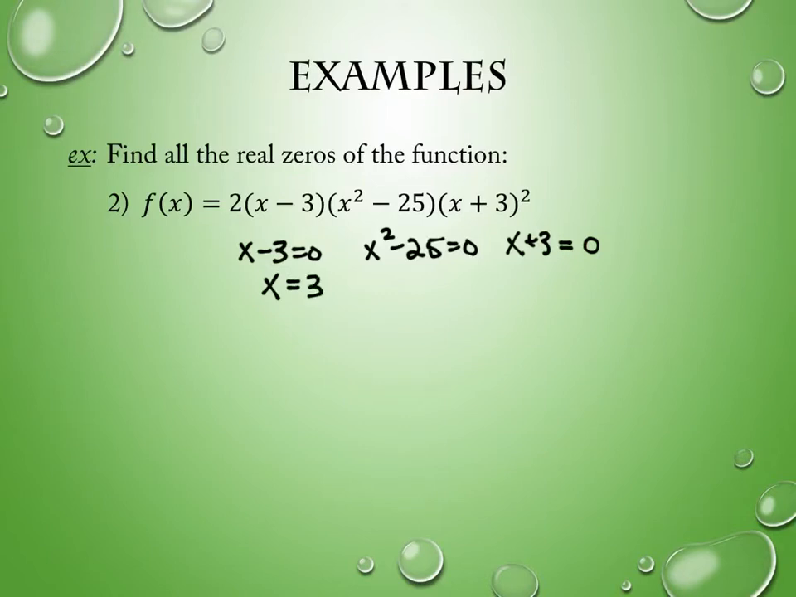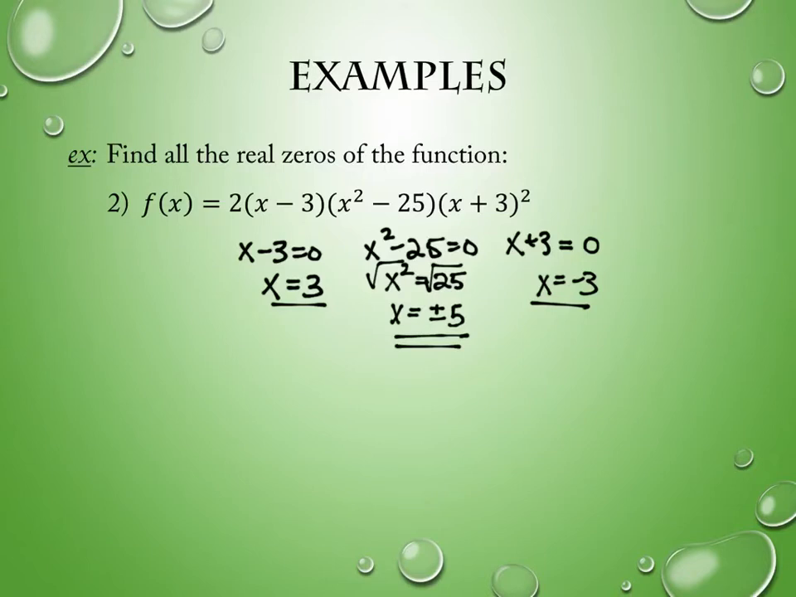So the first one is x equals 3. The second one says x squared equals 25, and then of course when I take the square root I get a plus or minus. So x is actually equal to plus or minus 5 from that middle one. And then if I subtract 3, I have x equal to negative 3, the rightmost one. So I actually have 4 zeros: 1, 2, and this one that says plus or minus is worth 2. There's 4 that are there.